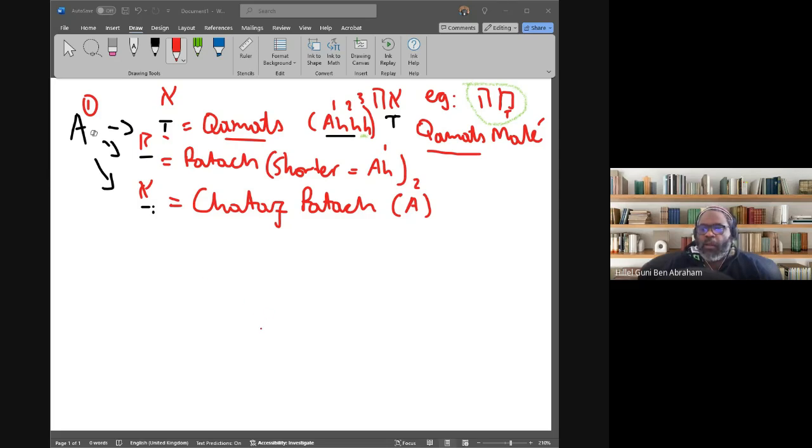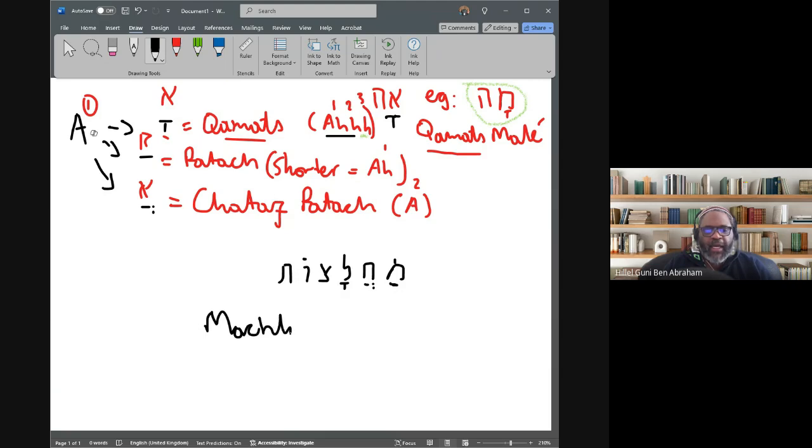Let me give you an example of chataf patach, or half patach, in a word. Let's do the word in black so it sticks in our heads. Let's do the word machlatzot. So we have here a patach, as you can see, and then in the chet we have a half patach, and then we have lamed and the kamatz. We have tzadi, vav with a cholem, which you'll learn just now, and the tav. So this word is machlatzot. Let's transliterate it: machlatzot.